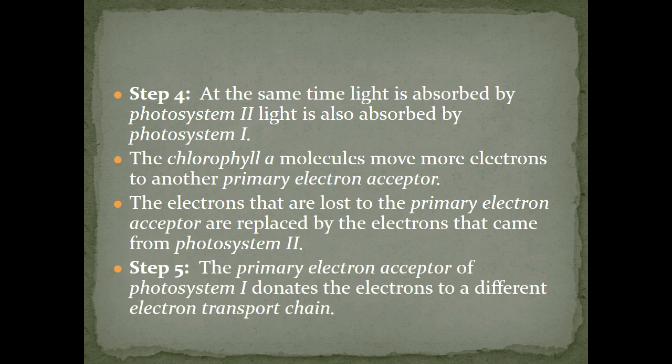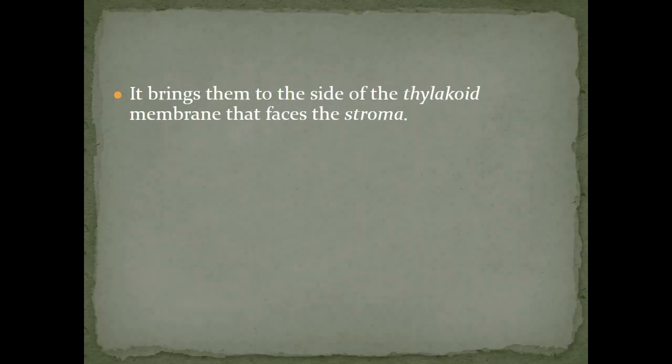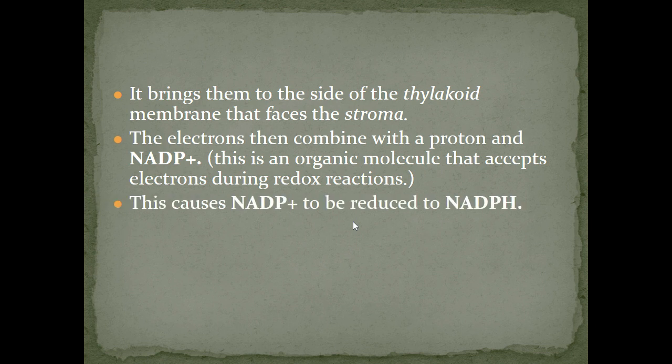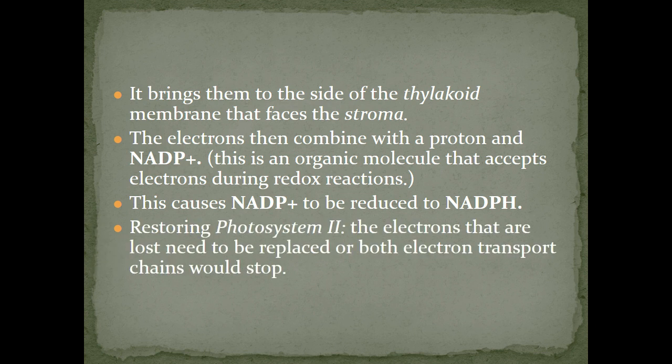From the primary electron acceptor, photosystem 1 donates electrons to a different electron transport chain. It brings them all together to the side of the thylakoid membrane that faces the stroma. So basically it pushes everything outward. The electrons then combine with a proton, and NADP+ is created, or accepted. This is an organic molecule that accepts electrons during the redox reaction. So once it is reduced, it becomes NADPH.